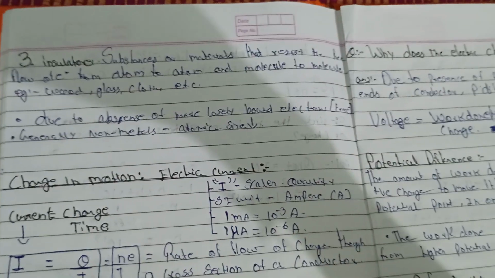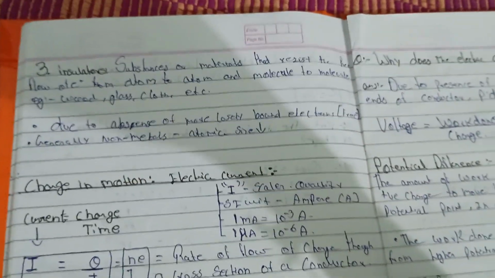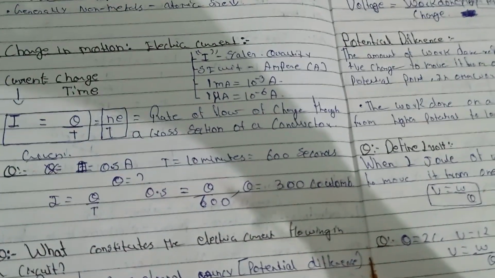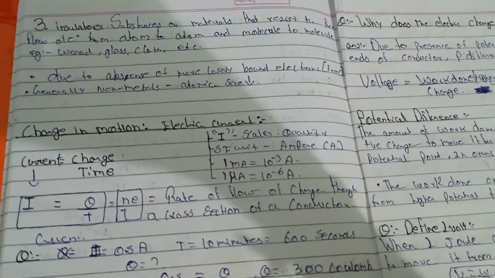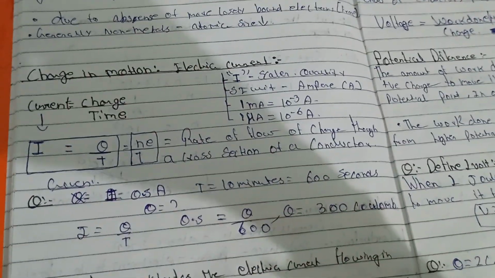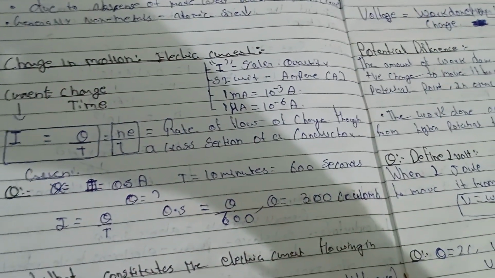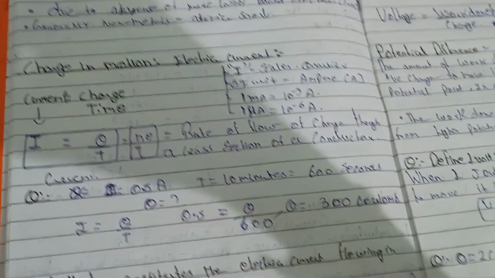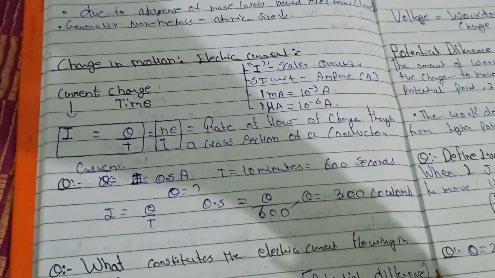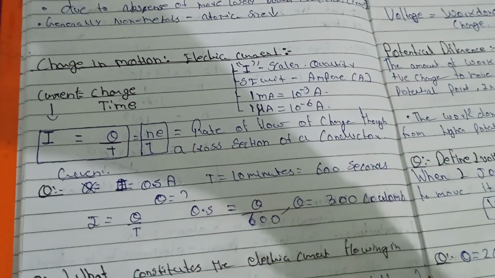Generally, non-metals are insulators because their atomic size is smaller than metals, and the force exerted by the nucleus is greater on the electrons of insulators. And now, charge in motion. Charge in motion is electric current. It means that the flow of charges, meaning the flow of electrons, per unit time is called electric current.